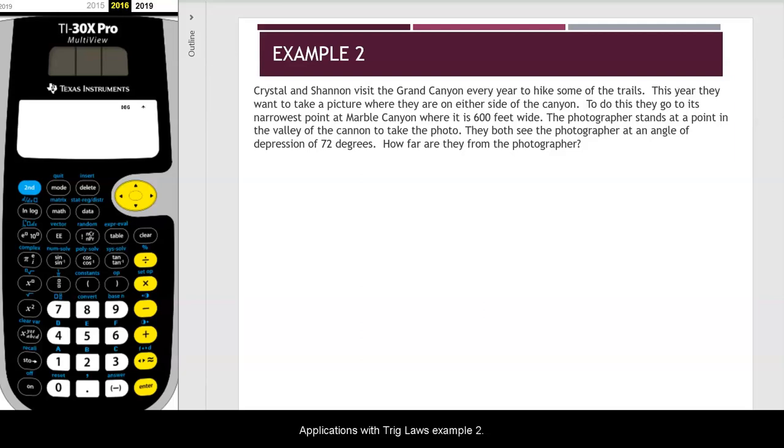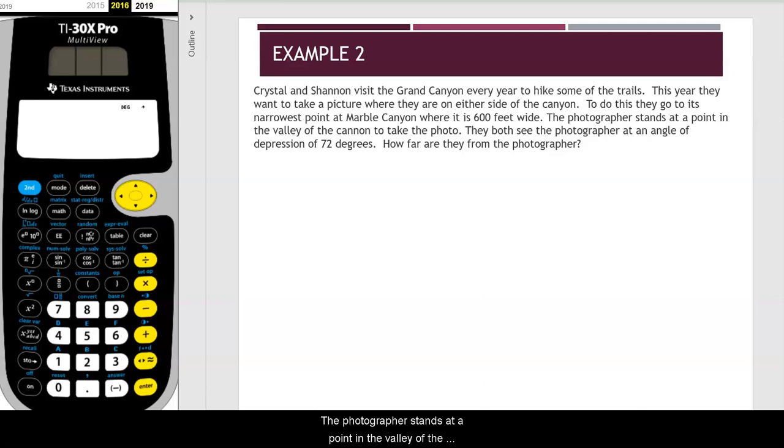Applications with Trig laws, example 2. Crystal and Shannon visit the Grand Canyon every year to hike some of the trails. This year they want to take a picture where they are on either side of the canyon. To do this, they go to the narrowest point at Marble Canyon, where it is 600 feet wide.